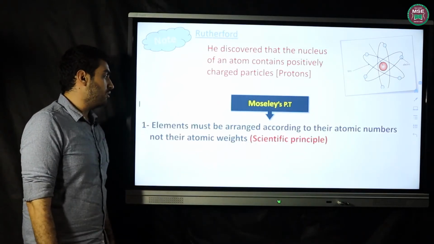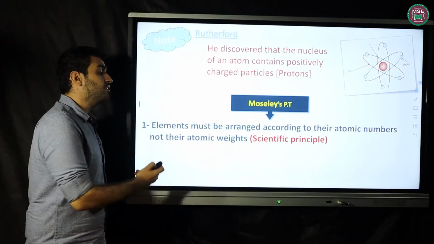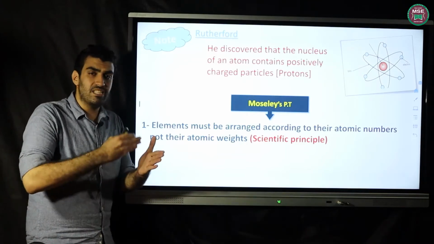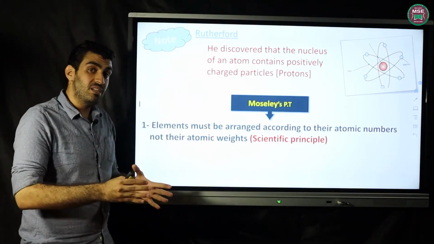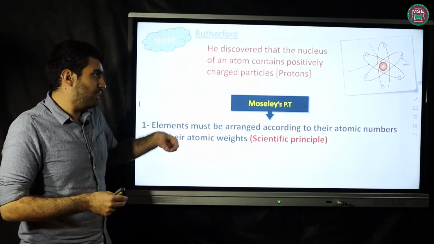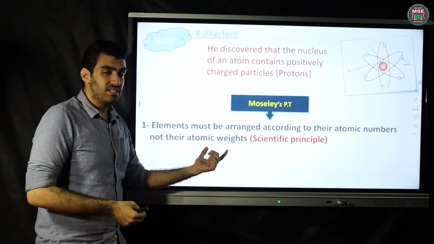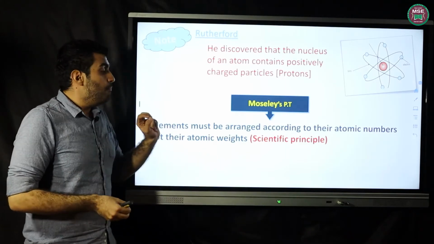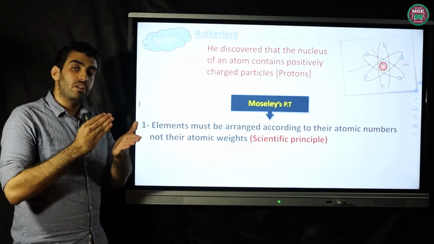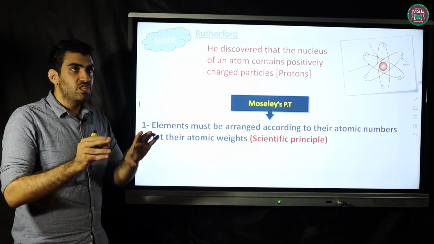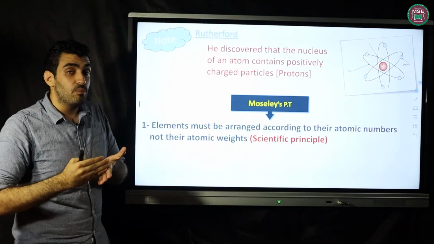Moseley's periodic table. Number 1. Moseley said that elements must be arranged according to their atomic number, not their atomic weight. After studying the properties of X-rays, he used the X-rays to identify the atomic number of an element. After finding the atomic number of an element, he arranged the elements according to their atomic number, not their atomic weights. When I ask you to mention the scientific principle of Moseley's periodic table: elements are arranged according to their atomic numbers. Mention the scientific base of Mendeleev's periodic table: elements are arranged according to their atomic weights, not their atomic numbers.